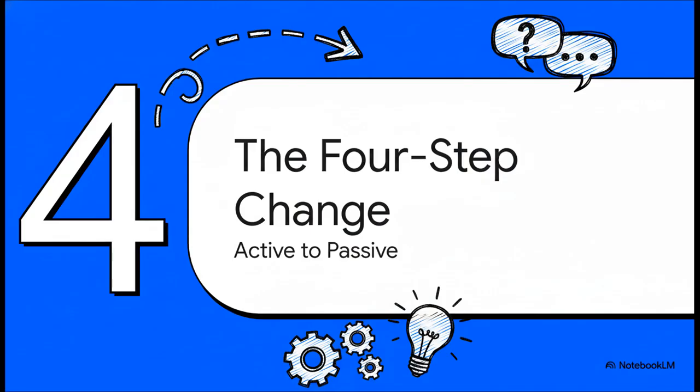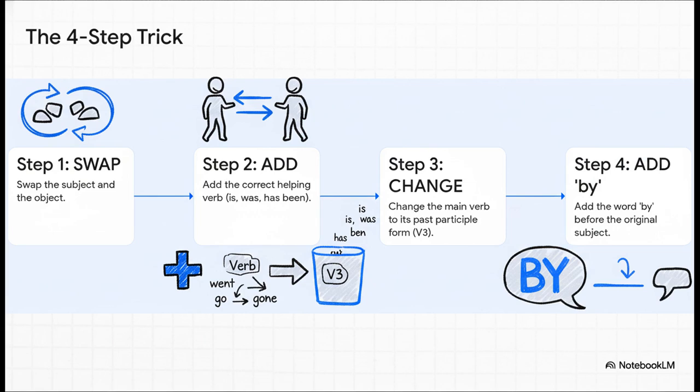In fact, I have a really easy 4-step trick that works just about every single time. Let's work through it together. Okay, here it is, the 4-step trick. First, you just swap the subject and the object. They literally trade places. Second, you add a little helping verb, and we'll talk more about which one in a sec.